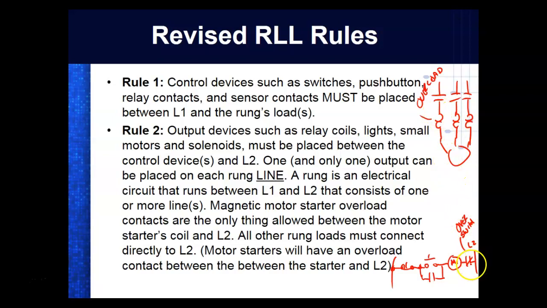So if the motor is overloaded, it opens this contact right here, and there's no way in the world you can get current flow to the motor starter, so the motor will drop out. So technically the only thing that's allowed between the coil and L2 is, if the relay is what we call a magnetic motor starter, the overload contacts. That's being controlled by these sensors that are part of the motor starter.